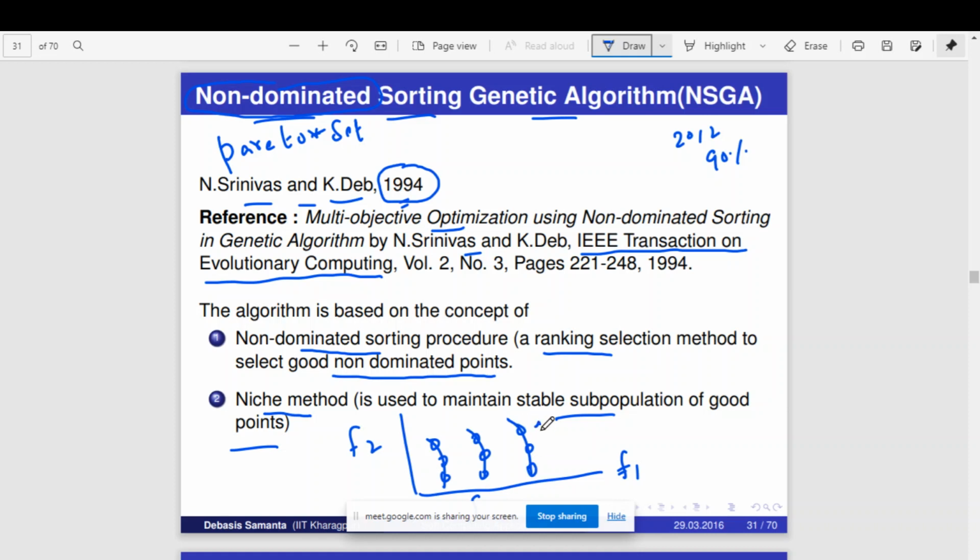Probably you may rank this as 1. All the solutions here are rank 1. All the solutions here are rank 2. All the solutions here are rank 3. Then we will give some fitness value. For all these solutions, we will give the same fitness value, because they are in the same non-dominated set or in the same Pareto optimal front.